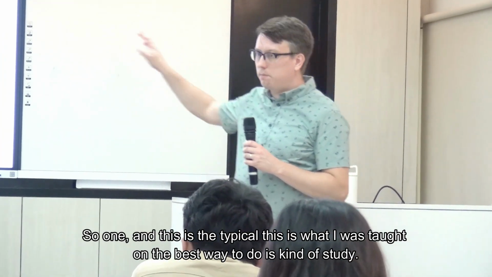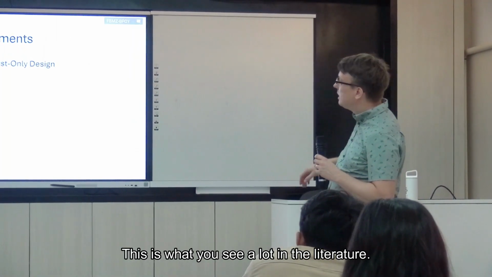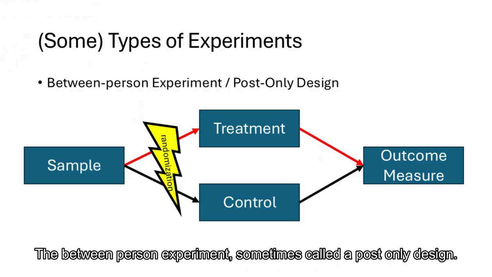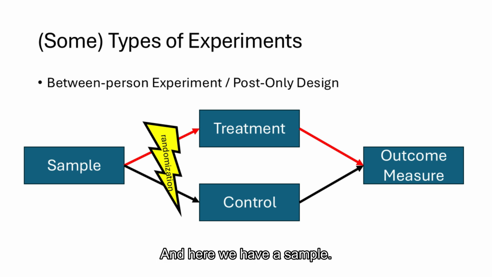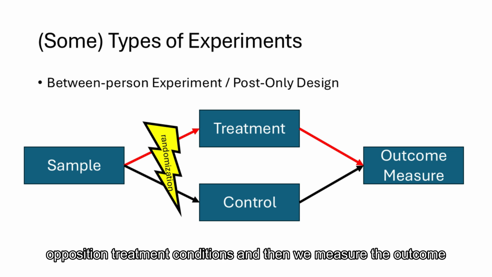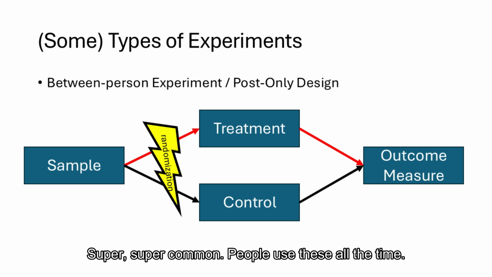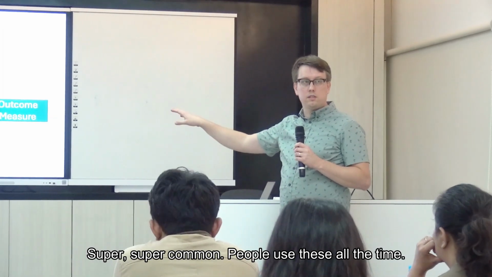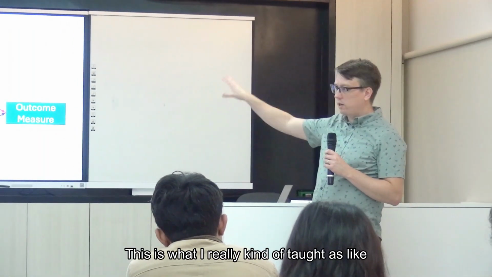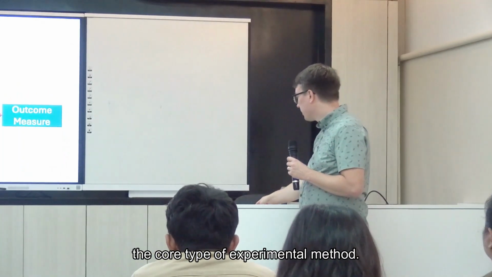So one, and this is the typical, this is what I was taught was the best way to do this kind of study. This is what you see a lot in the literature: the between-person experiment, sometimes called a post-only design. Here we have a sample. We randomly assign them to a treatment or a control condition, or two opposite treatment conditions, and then we measure the outcome variable afterwards. So this is a between-person experiment. Super, super common. People use these all the time. I use them all the time. This is what I was really taught as the core type of experimental method.